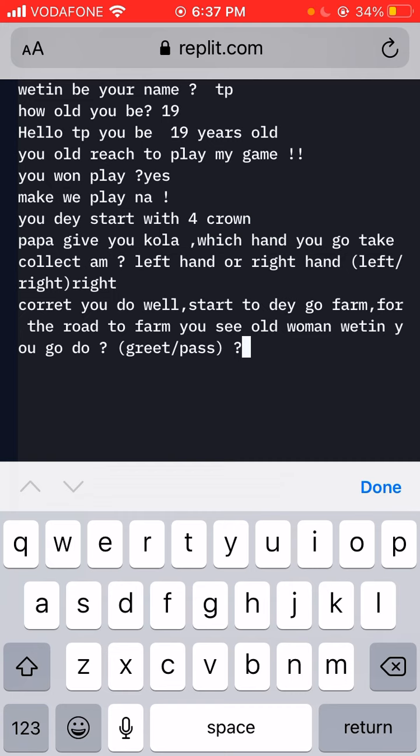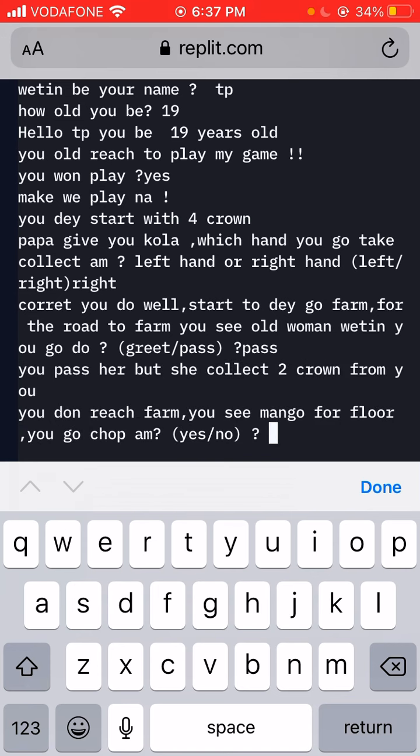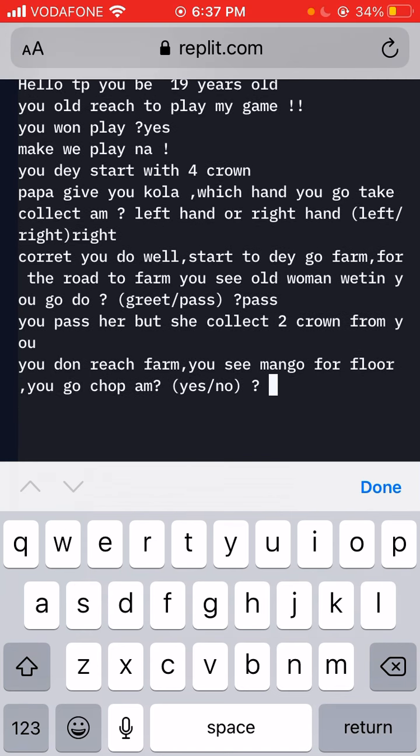Most times we pass the woman. Most of it can happen for you. You pass her, but she collects 2 crowns from you. You don't reach the farm. So now what happens is you don't pass the woman, she collects 2 crowns.